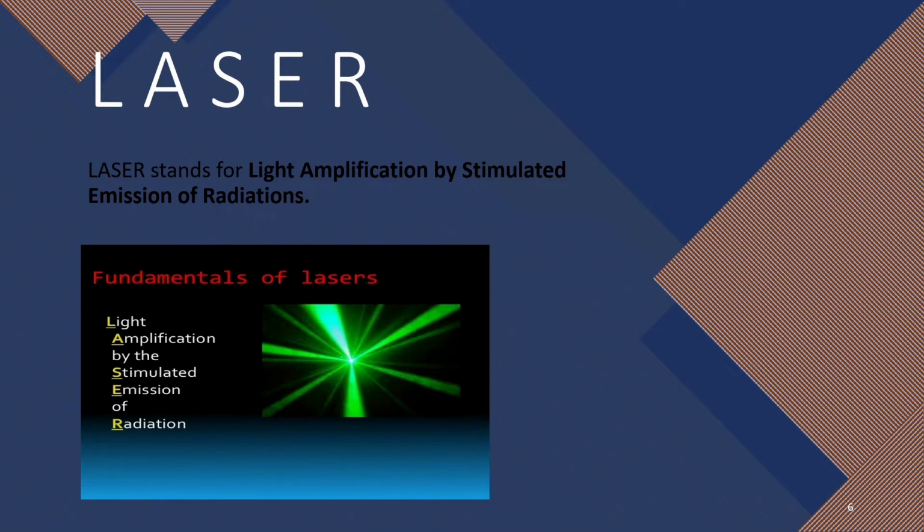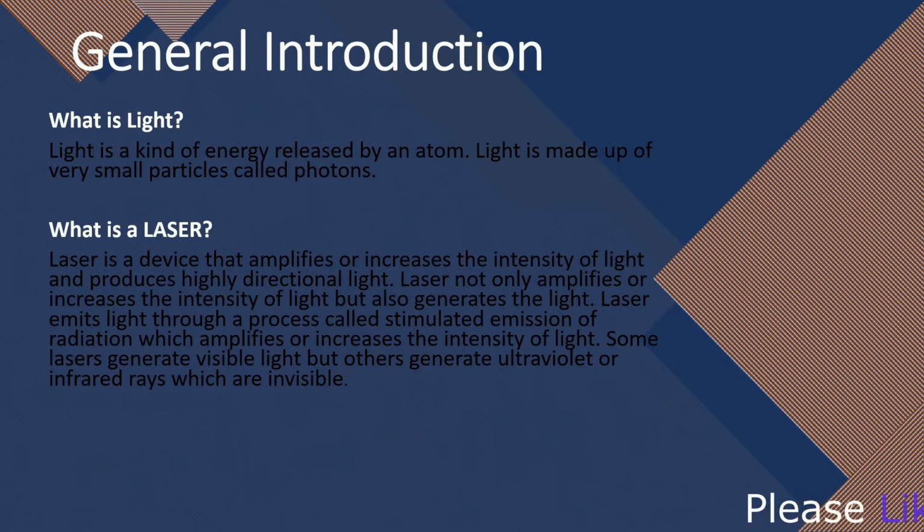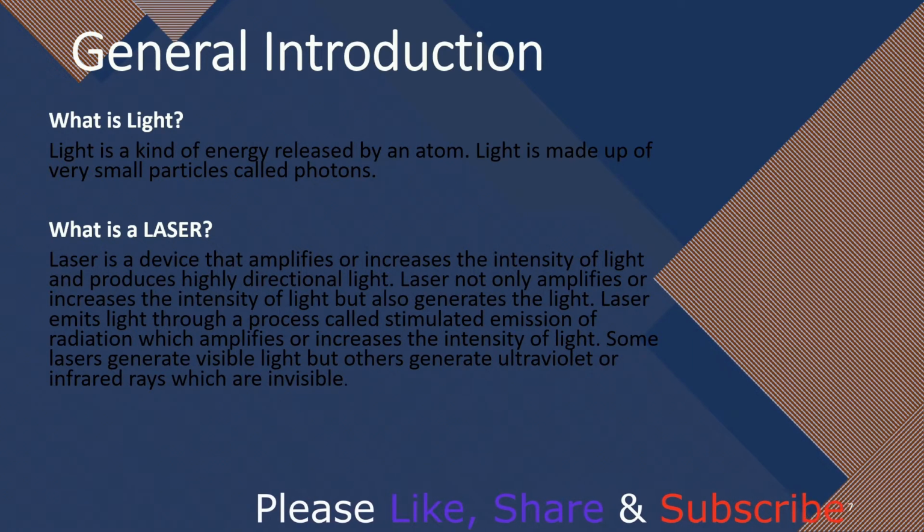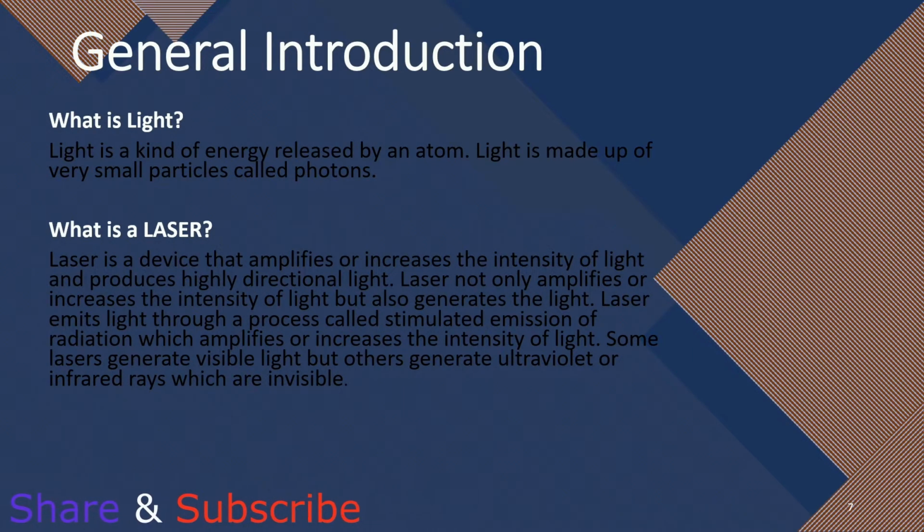So the question arises, what is light? Simply, light is a kind of energy released by an atom. Light is made up of very small particles called photons. Then let's discuss lasers. A laser is a device used to produce stimulated atoms that emit light at a particular wavelength and amplify that light, producing a narrow beam of radiation. The emission covers an extremely limited range of visible, infrared or UV, that means ultraviolet, wavelengths.